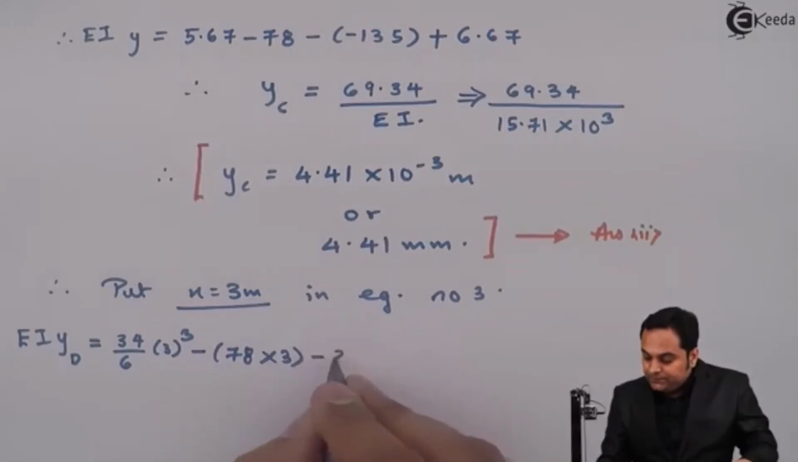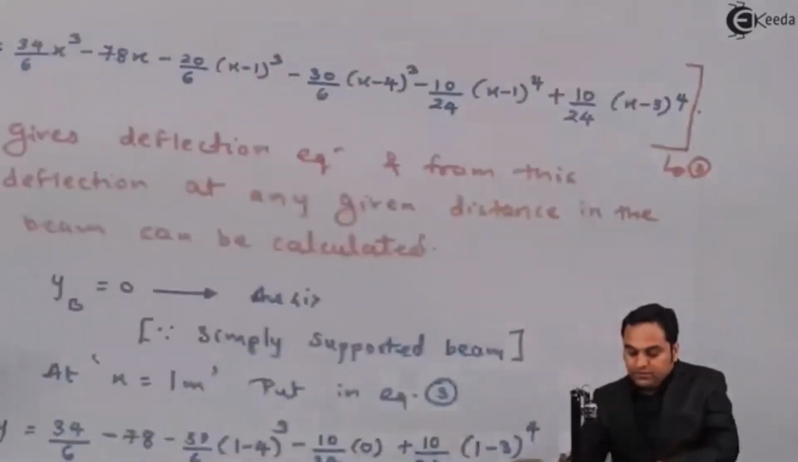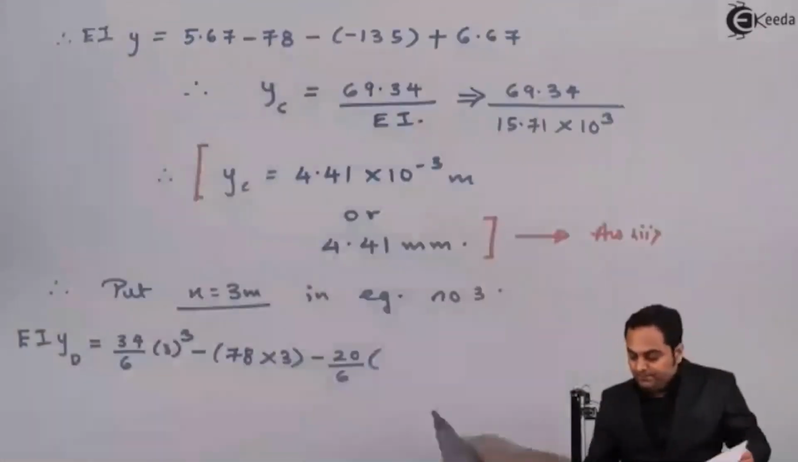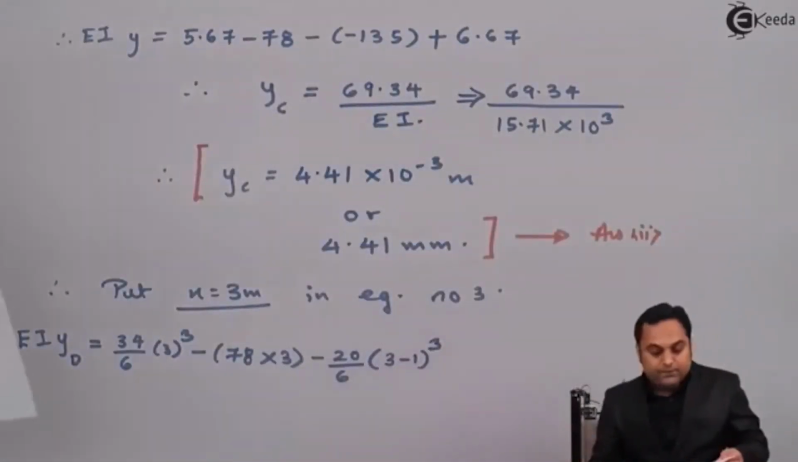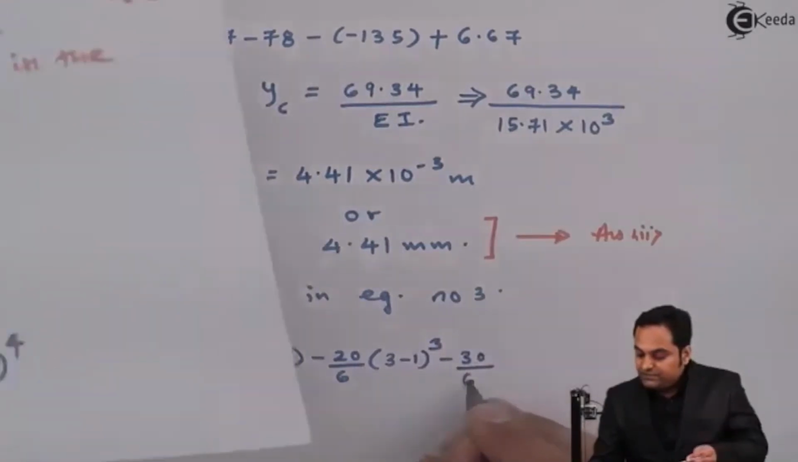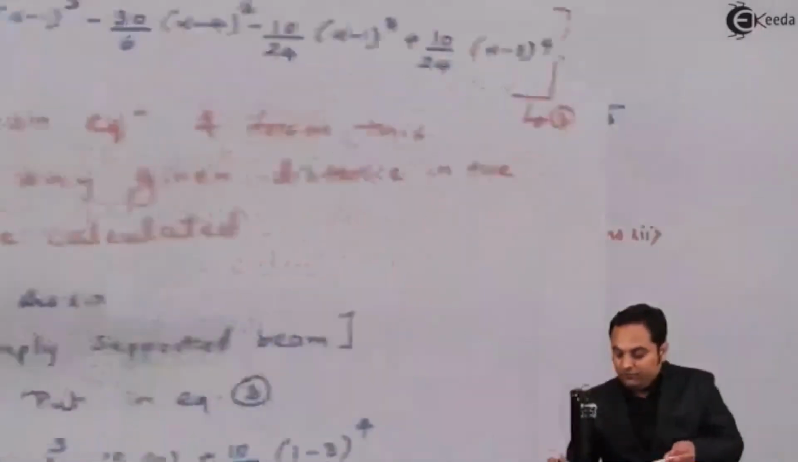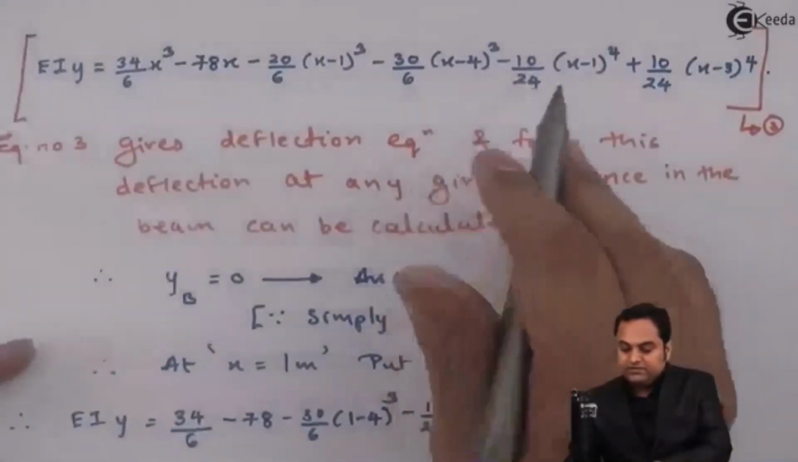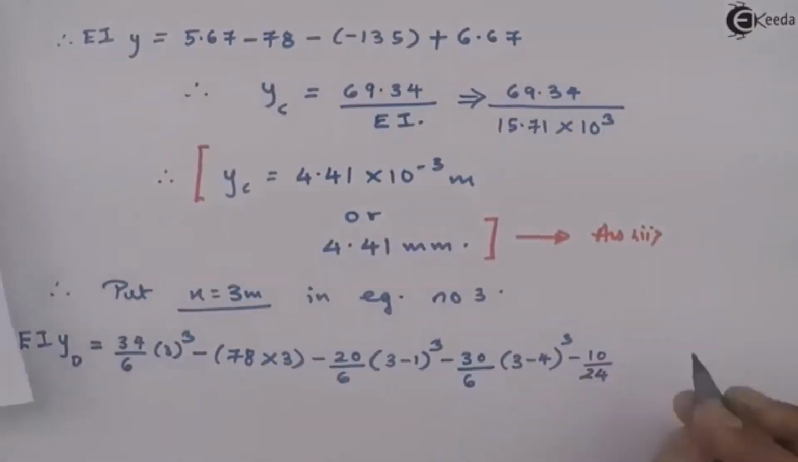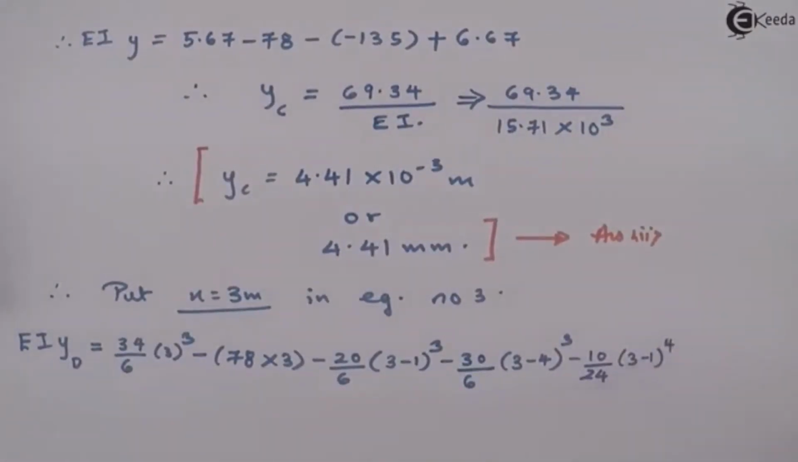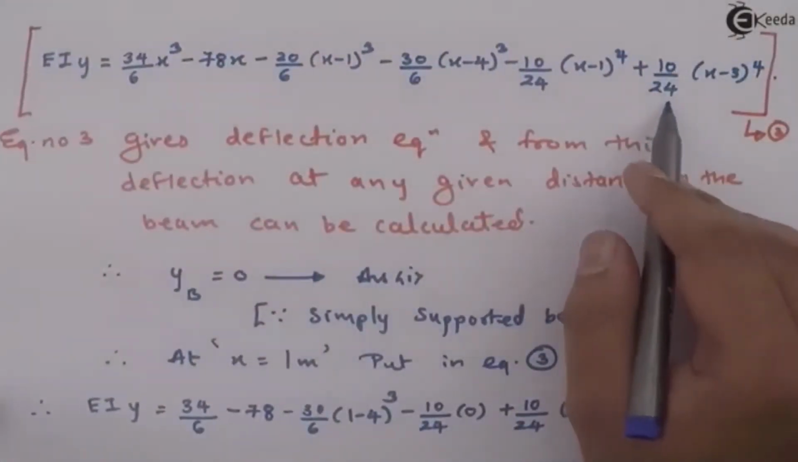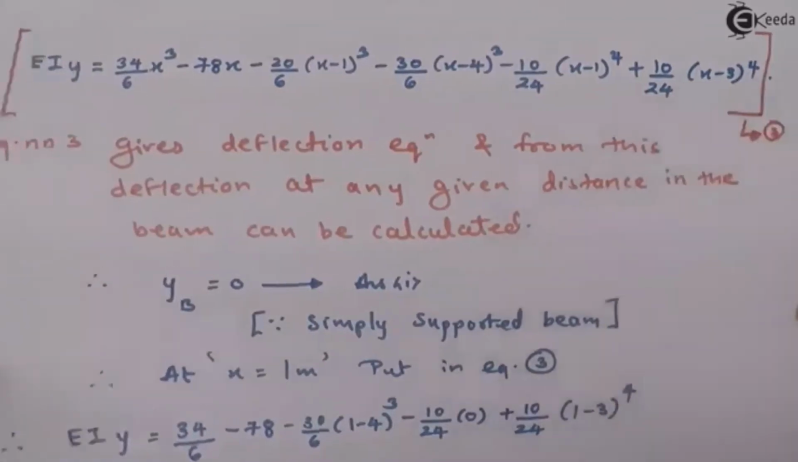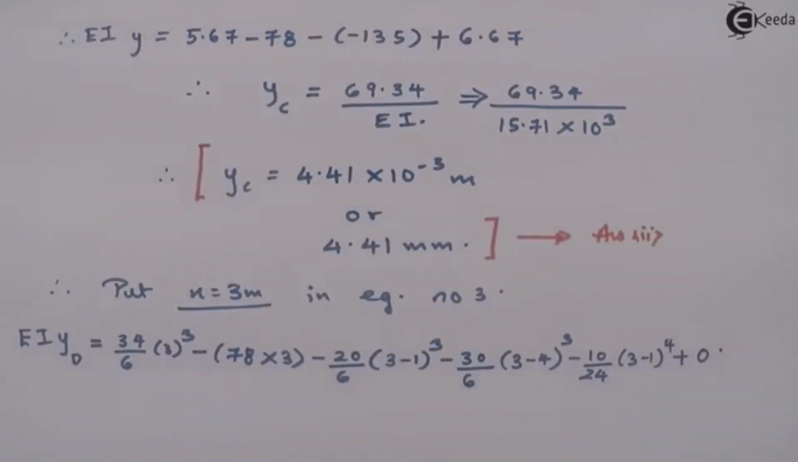then minus 20 by 6, here we have 3 minus 1 cube, minus 30 by 6, we have 3 minus 4 cube, then minus 10 by 24, 3 minus 1 raised to the power 4, and at last we have plus 10 by 24, this is 3 minus 3, so it becomes 0, so there is no need of the last term. So here I'll simplify this.